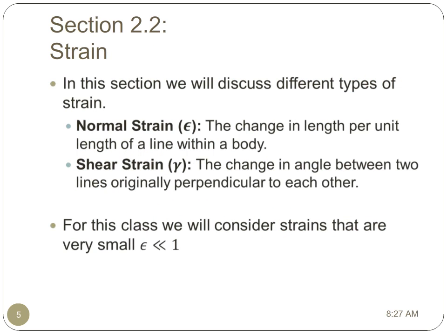There are two primary types of strain: normal strain, which measures the change in length per unit length of a line within a body, usually normal to some plane, and shear strain, which measures the change in angle between two lines that are originally perpendicular to each other, usually also measured within some plane. For this class, we will consider strains that are very small, or close to zero, and much less than 1.